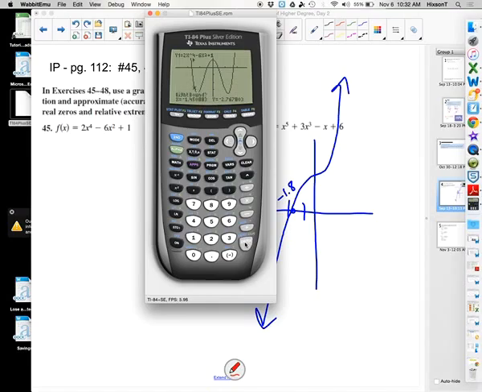And I hit enter. And now it's asking for a right bound. So I just want to make sure I'm definitely on the right hand side of where that is. So I hit enter there. And now a guess. So I'll get close to it. And I'll hit enter there. And now we can see our minimum value is negative 3.5 at x equals negative 1.22. Okay? So our min point is that point. The minimum value of the function, we would say, is negative 3.5, and it occurs at x equals negative 1.22.